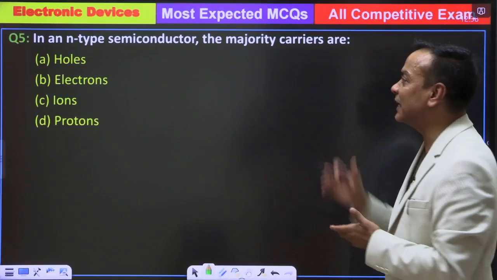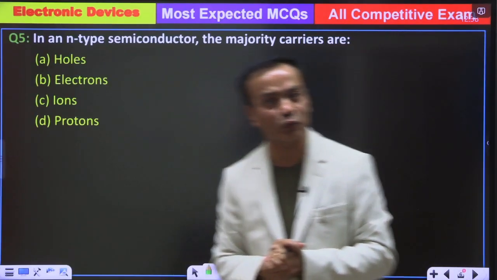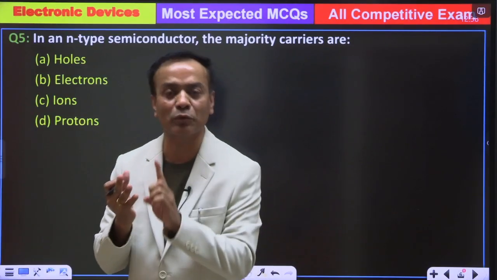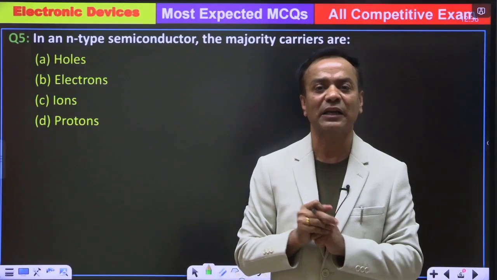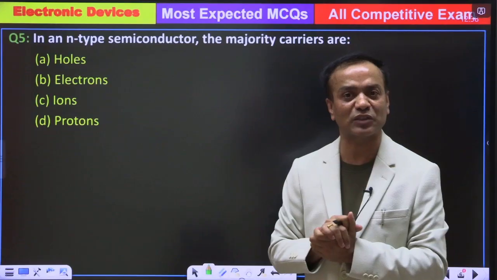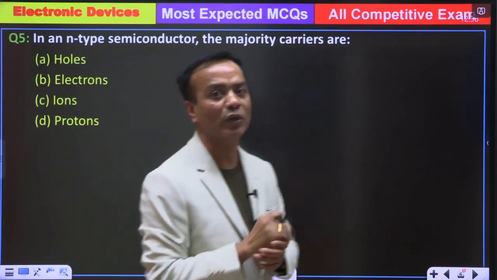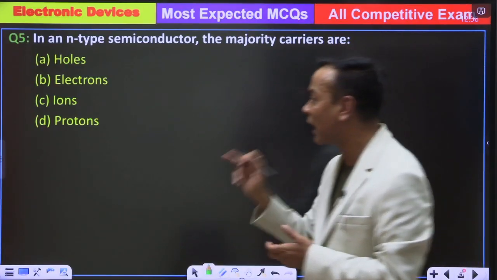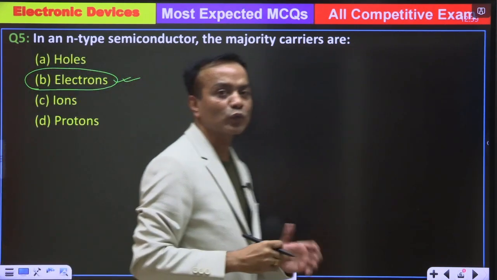So next is, in an N-type semiconductor, the majority carriers are: option A holes, option B electrons, option C ions, option D protons. I hope you have studied about this semiconductor. An intrinsic semiconductor has the concentration of holes equal to the concentration of electrons. But whenever we are talking about an extrinsic semiconductor, for N type of the semiconductor, the majority charge carriers are electrons and minority charge carriers are holes. Similarly, for P type of the semiconductor, majority charge carriers will be holes and minority charge carriers will be electrons. So these points you must note down in your notebook. And here in this question, in an N-type semiconductor, the majority carriers are electrons. If they ask about the minority charge carriers, then the answer should be holes. So this will be very much useful.